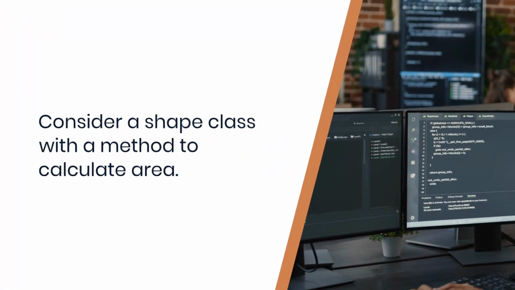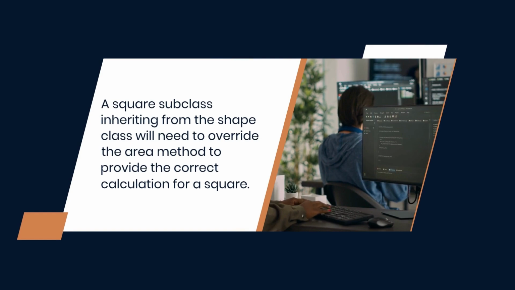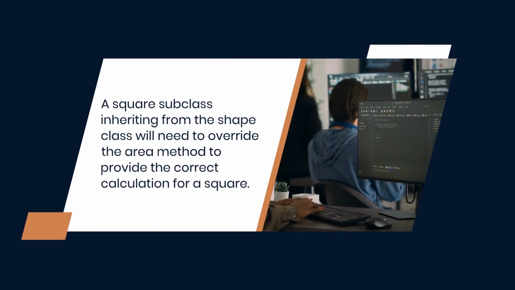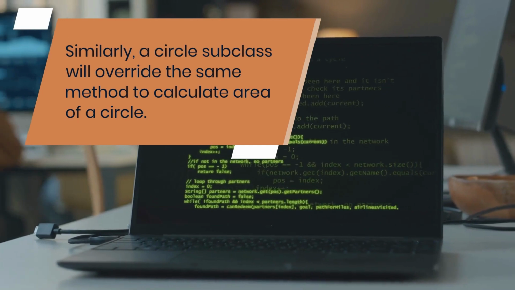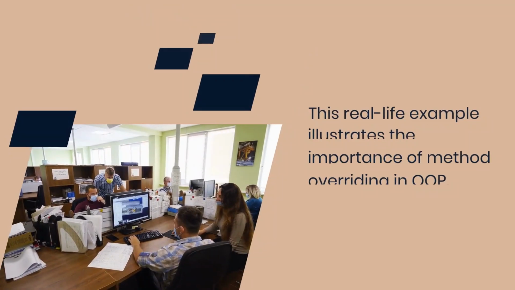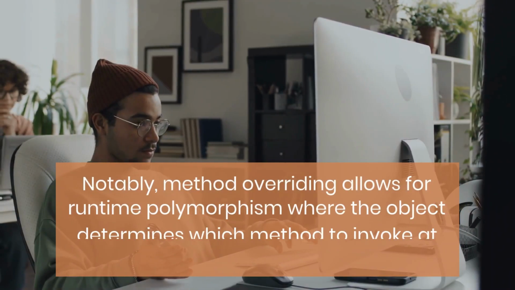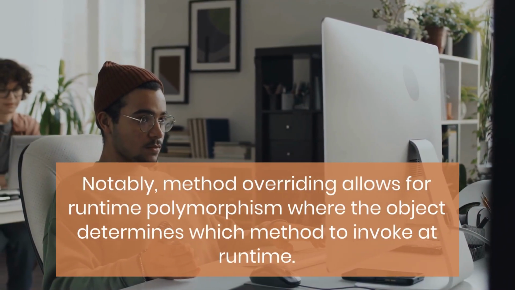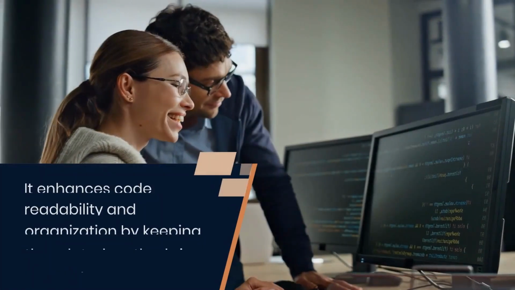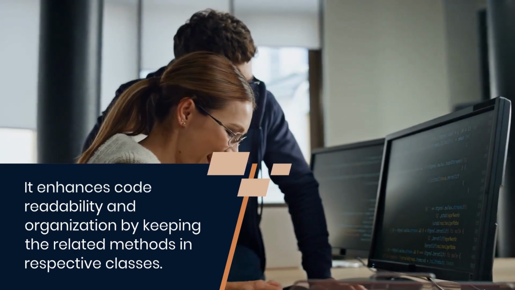Consider a shape class with a method to calculate area. A square subclass inheriting from the shape class will need to override the area method to provide the correct calculation for a square. Similarly, a circle subclass will override the same method to calculate area of a circle. This real-life example illustrates the importance of method overriding in OOP. Notably, method overriding allows for runtime polymorphism where the object determines which method to invoke at runtime. It enhances code readability and organization by keeping the related methods in respective classes.